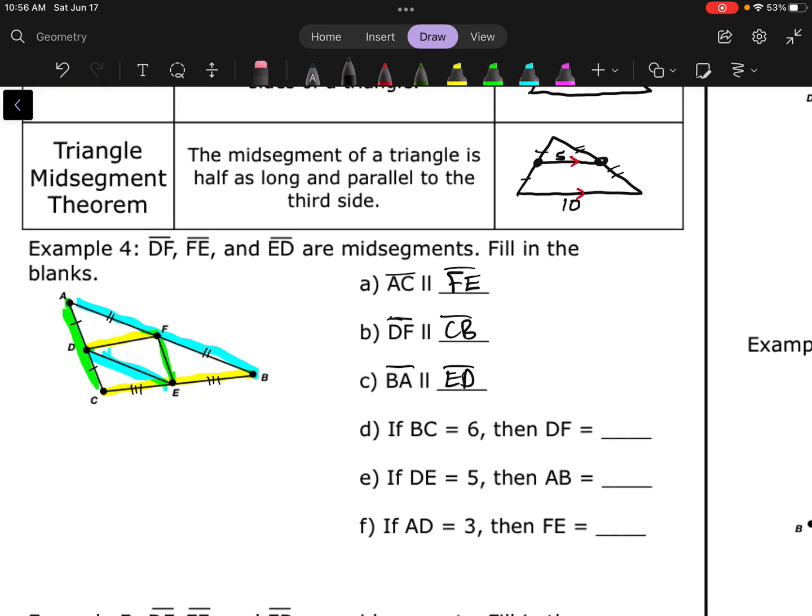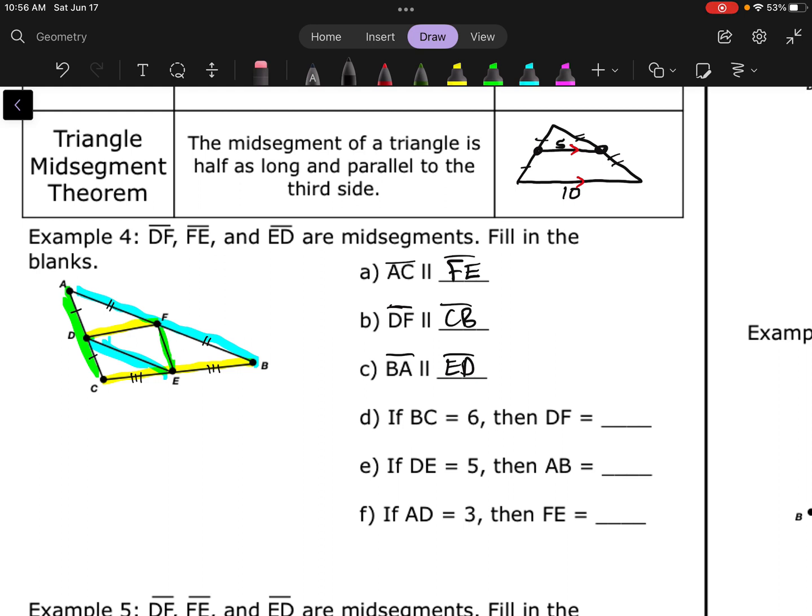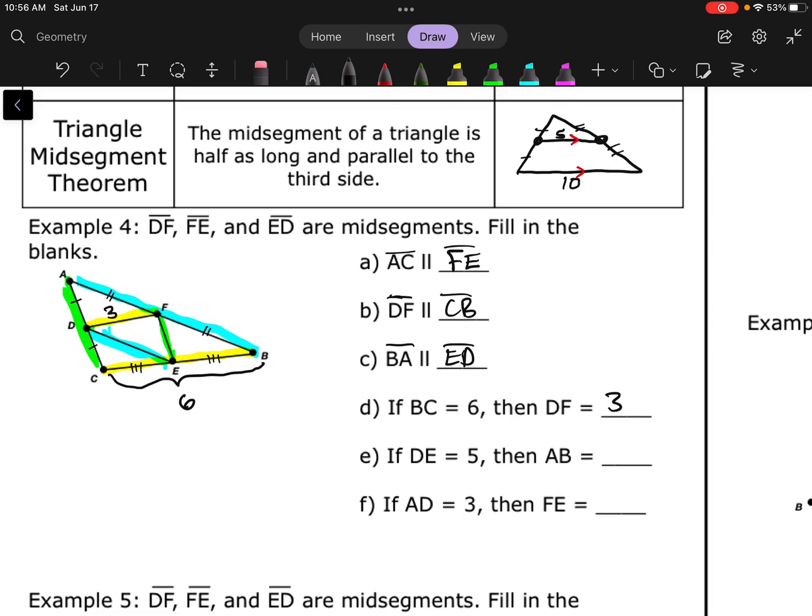And then they're throwing on some numbers here. They say if BC is 6, so if this whole thing here is 6, then DF would need to be 3, because the midsegment is half of the third side. If DE is 5, and these numbers don't really make sense in scale, but we're just going to roll with it. If DE is 5, then AB would need to be 10.